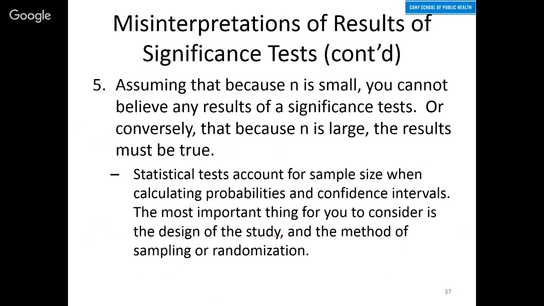So number 5, assuming that because n is small, you just can't believe any results of a significance test, or the converse of that, because n is large, the results must be true. And that's problematic because statistical tests are designed to account for sample size as long as the assumptions hold true.